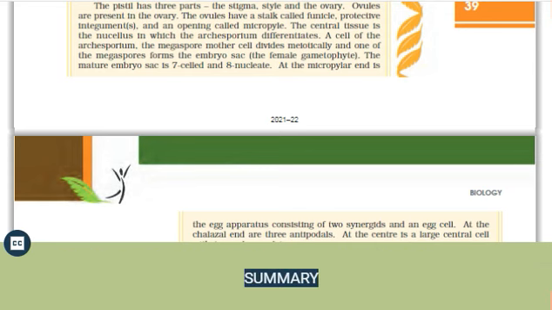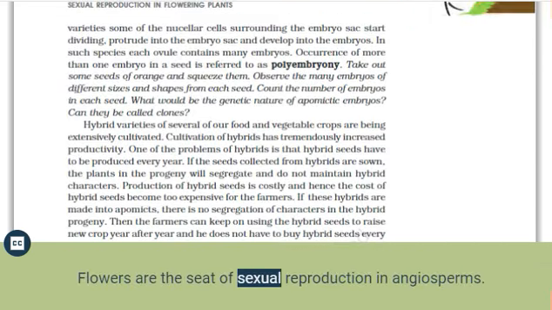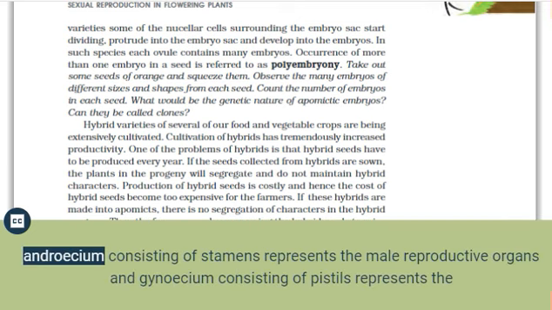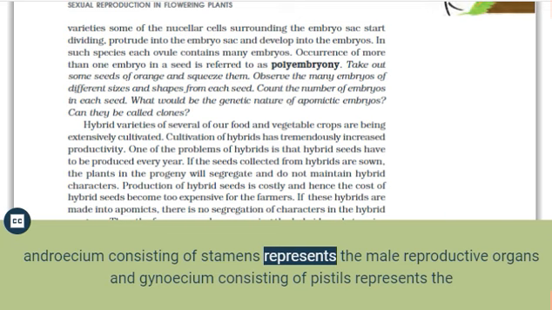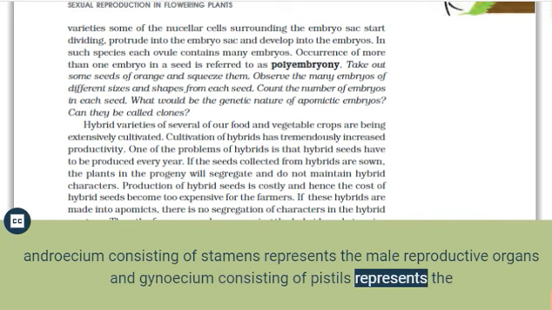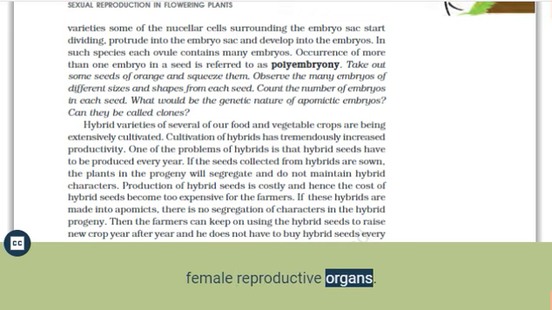Summary. Flowers are the seat of sexual reproduction in angiosperms. In the flower, androecium consisting of stamens represents the male reproductive organs and gynoecium consisting of pistils represents the female reproductive organs.